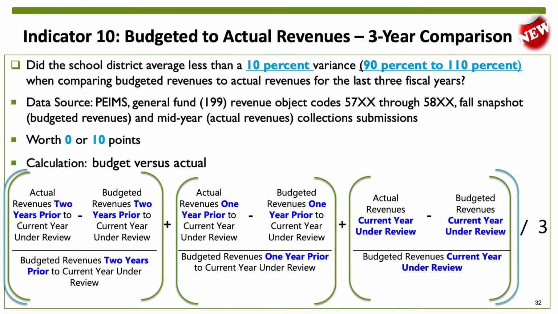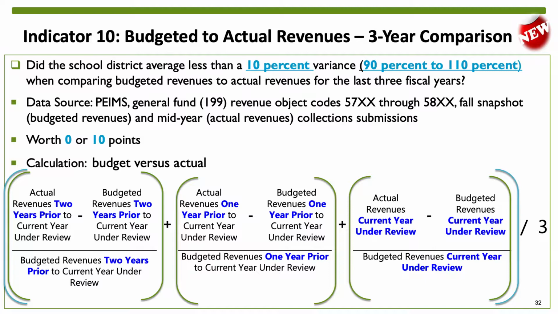Indicator 10, it is new. It's your budgeted to actual revenues, looking at a 3-year time period back. It looks long, it's not. And if you go back to the 12-13 rating year, we had a formula in here that kind of looked like this. So it's really not new, it's just making its way back. So we're going to look at 3 years back, look at your budgeted versus your actual, plus or minus 10 points. So what does that mean?